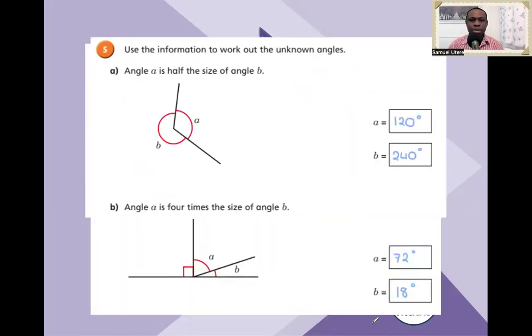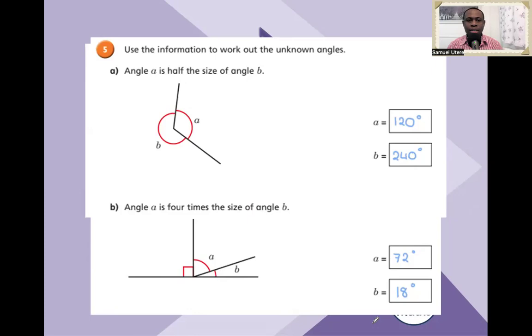Question 5, we're asked, use the information to work out the unknown angles. Angle A is half the size of angle B. Well, we know that the sum of the angles at a point is 360 degrees. So if angle A is half the size of angle B, then it has to be 120 and 240 degrees respectively.